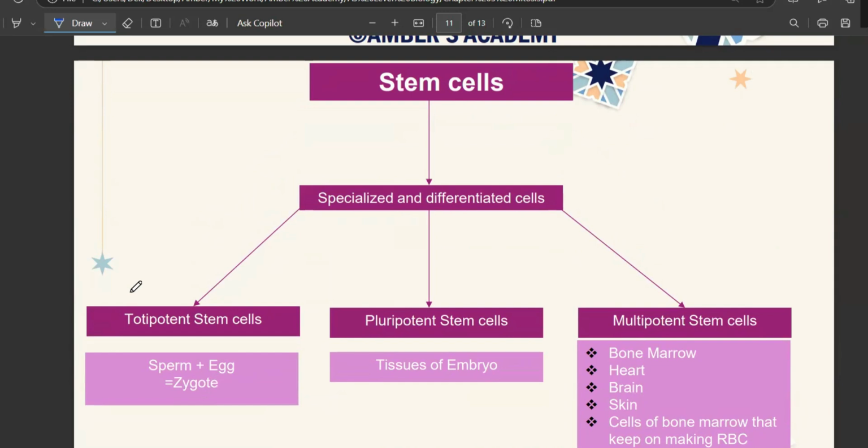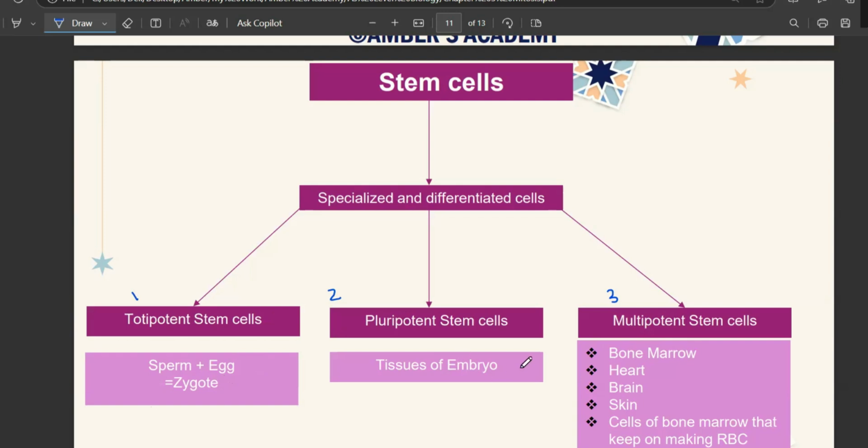Number one, totipotent. Number two, pluripotent. And number three, multipotent. As far as totipotent stem cells are concerned, it's just a combination of a sperm and egg which results in a zygote. So the zygote is the example of totipotent stem cells. When sperm and egg combine to form a zygote, they form a totipotent stem cell. Then eventually when your zygote grows, it becomes an embryo.